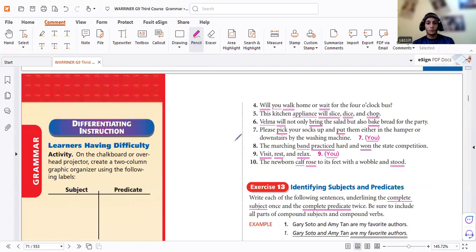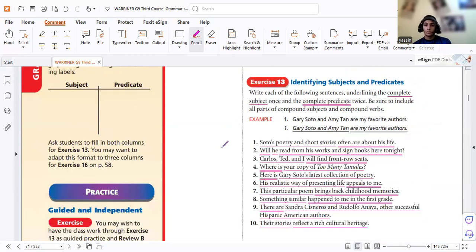How about number 7? Pick and put. So I'm talking to you. So "you" is the subject and the verb is "pick", and then here we don't need punctuation because it's a compound between only two. So no punctuation. That's why. So you can revise at home.